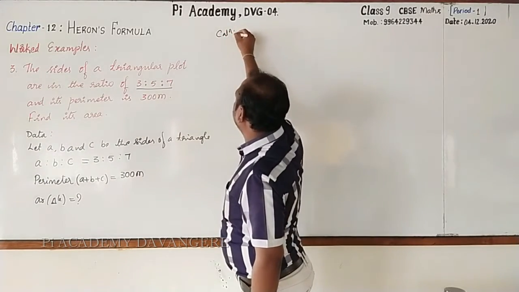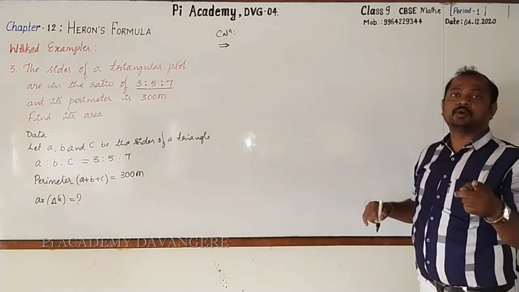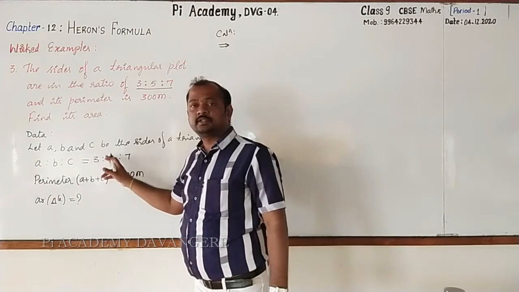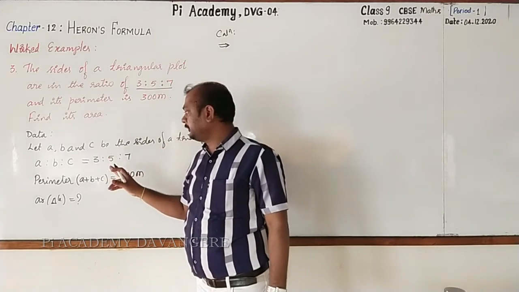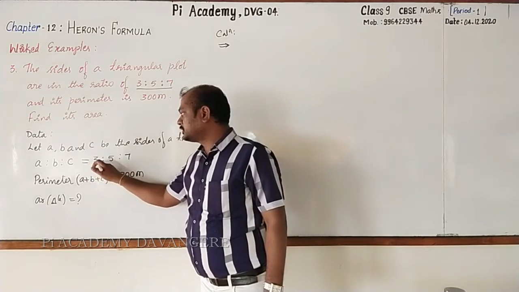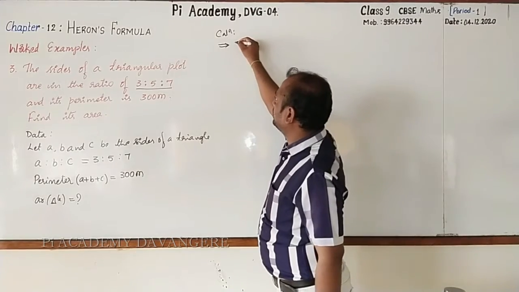To find out the area of a triangle, first you must know the sides, then you must know the semi-perimeter. First, let us find out the sides of the triangle. How do you go about finding them? Here, the sides are given in the ratio 3:5:7. Let us use that ratio.